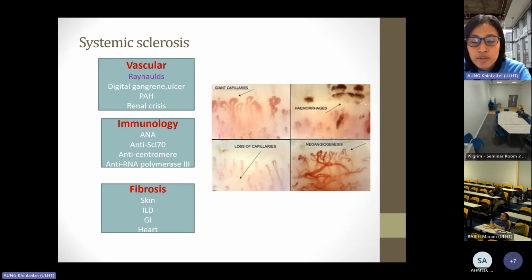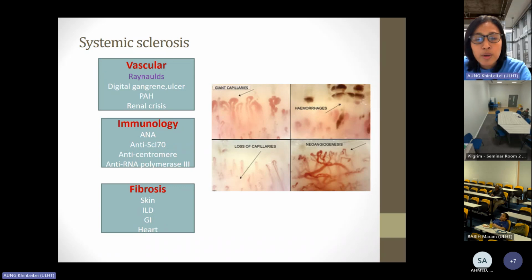Next, I'm moving to systemic sclerosis. This is a triad of vasculopathy, immunology, and fibrosis. In terms of vasculopathy, Raynaud's phenomenon is very, very common. More than 90% of the patients have Raynaud's phenomenon. Sometimes it starts with Raynaud's phenomenon for many years and then later develops systemic sclerosis. So if you suspect systemic sclerosis and the patient does not have Raynaud's phenomenon, it is doubtful whether it is really systemic sclerosis, because it is very common in systemic sclerosis.